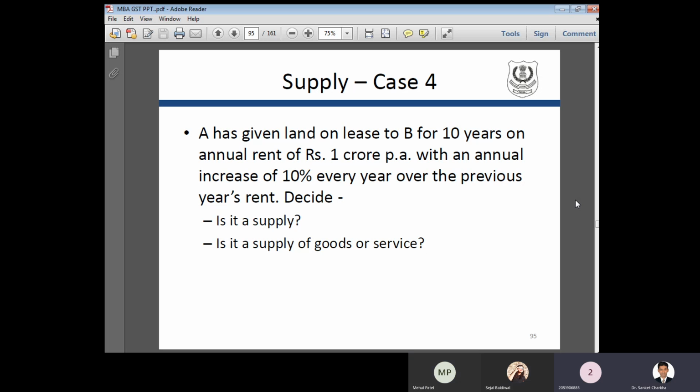एप्लीकेबल होगा जीएसटी इस पे? हाँ सर. क्यों? यानी अभी तक आपको कुछ समझा ही नहीं है. Read it very carefully. A has given land on lease to B. लैंड क्या है? मूवेबल या इमूवेबल प्रॉपर्टी? इमूवेबल. ओके सर. एंड जीएसटी किस पे एप्लीकेबल है?